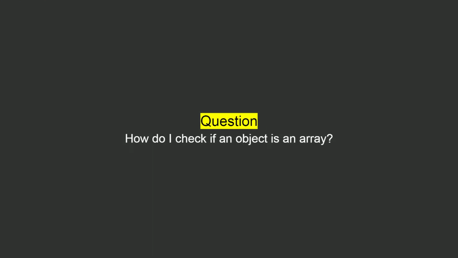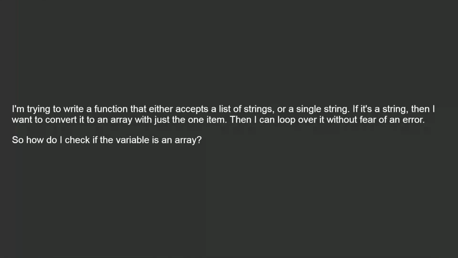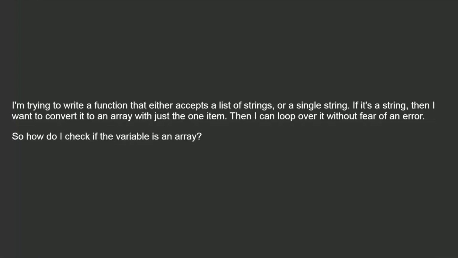How do I check if an object is an array? I'm trying to write a function that either accepts a list of strings, or a single string. If it's a string, then I want to convert it to an array with just the one item. Then I can loop over it without fear of an error. So how do I check if the variable is an array?